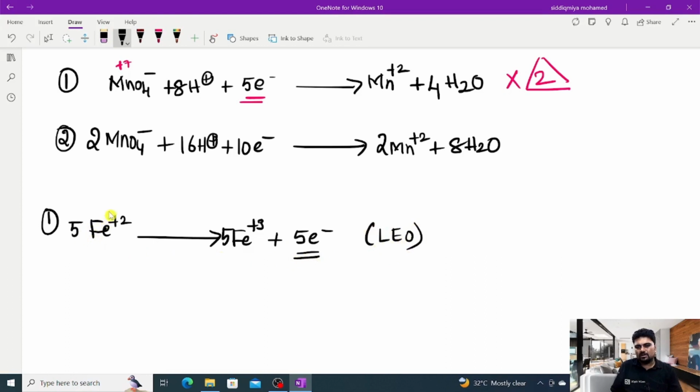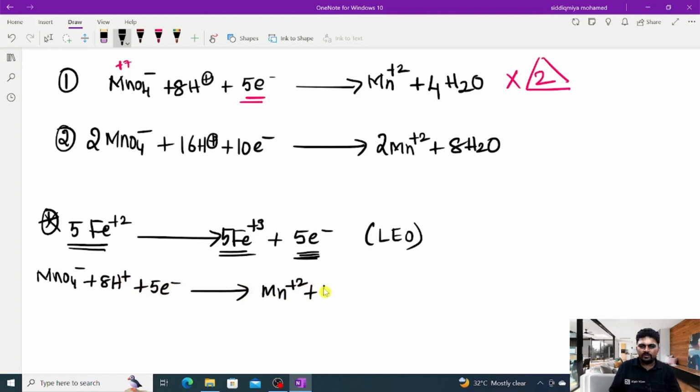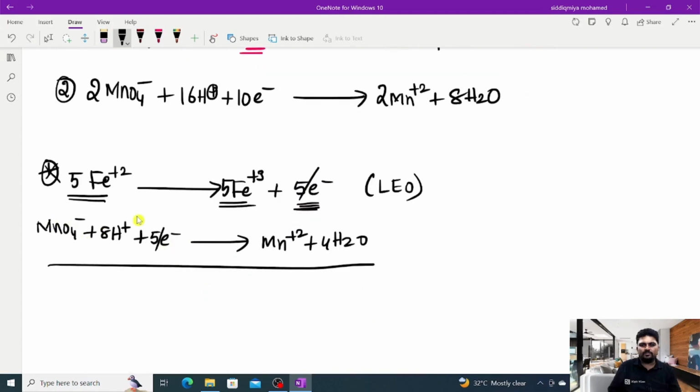Okay, so each ion is losing 1 electron, so 5 Fe2+ ions are giving what? 5 electrons. So now the first equation, you can add it. So what will happen now? MnO4 minus plus 8H plus plus 5 electrons, we are going to get Mn2+ and 4 H2O. So just the 5 electrons will get cancelled. So just add up these two reactions.